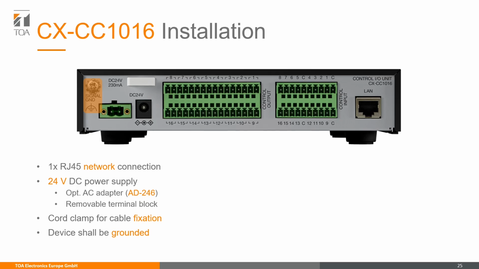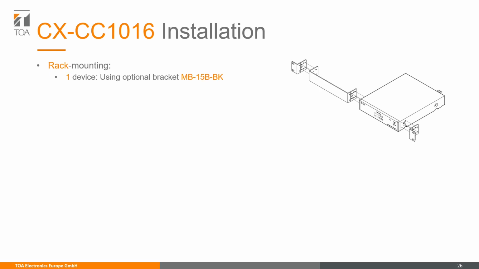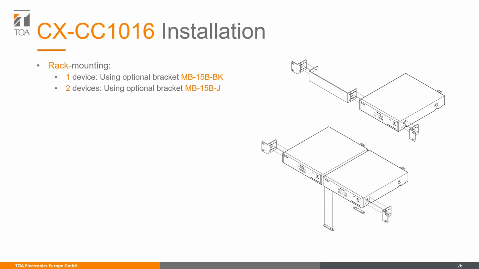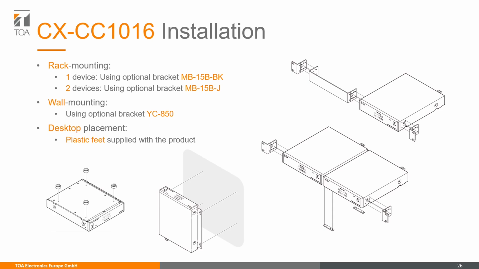This is again a 1 unit size device that is half sized. So for rack mounting you have again 2 options. Option 1, using MB15BBK including a blank panel, or using MB15BJ to connect 2 devices together. This could be another control interface, the system manager, or another TOA product. Wall mounting is also possible again using the YC850 and desktop placement using the supplied plastic feet.